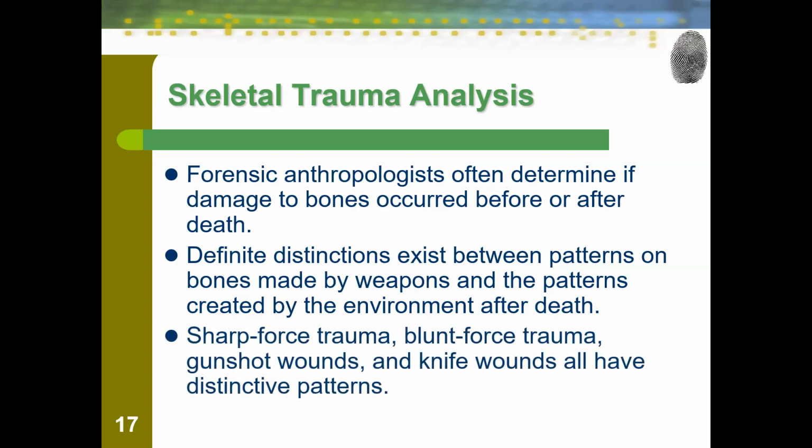Sharp force trauma, blunt force trauma, gunshot wounds, and knife wounds all leave distinctive patterns if they hit bone. That is the important part. It is possible to injure someone without injuring their skeleton, but a lot of times there is injury to the skeleton, and we can use that even if we no longer have any tissue to help figure out what happened to this person.